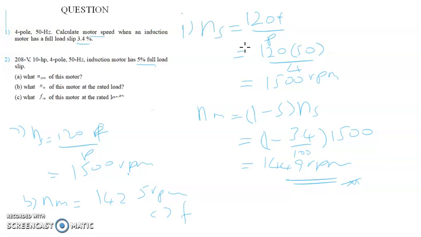Then what is the frequency of your rotor? From the formula given, the concept is that you multiply the slip of your motor by the frequency of your system, and that is your rotor frequency. So slip is 5%, 5/100 times 50 Hz. So the amount will be 25 Hz.